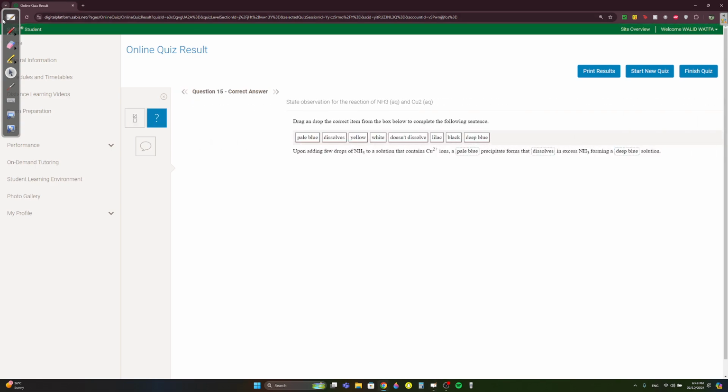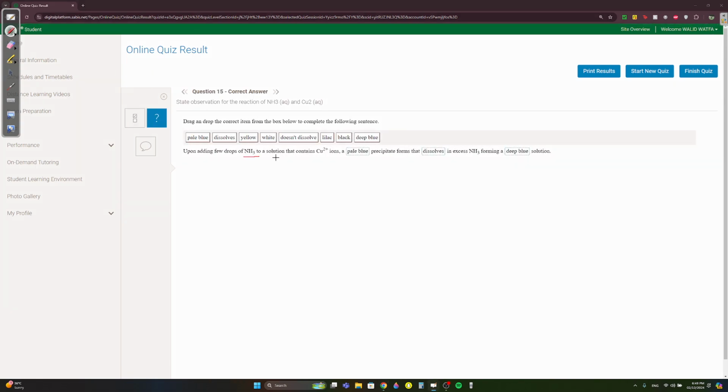Question 15. Upon adding ammonia to a solution that contains copper, you get this. This is what came in the written. It was a 3-mark question. What happens when you add NH3 to the solution you have? You should write pale blue precipitate. And then what happens when they add excess NH3? You're supposed to say it dissolves, and then when it dissolves, it forms a deep blue solution. 1 mark for this, 1 mark for this, 1 mark for this.